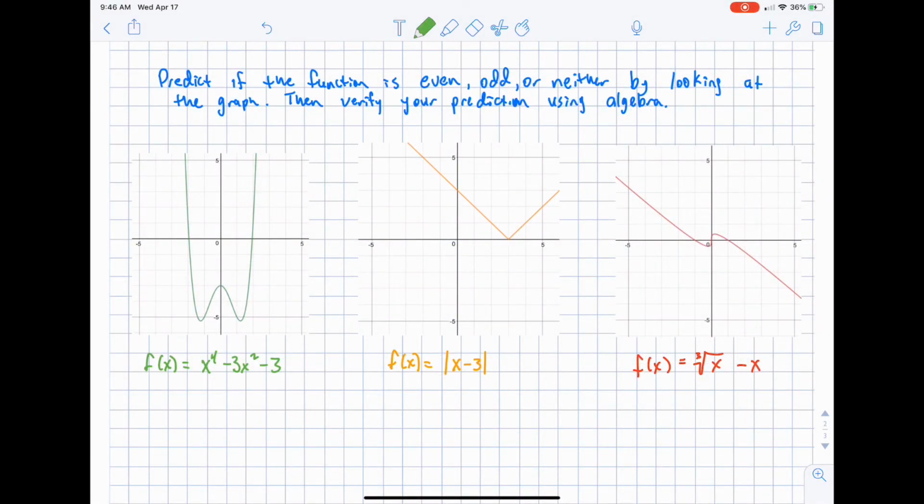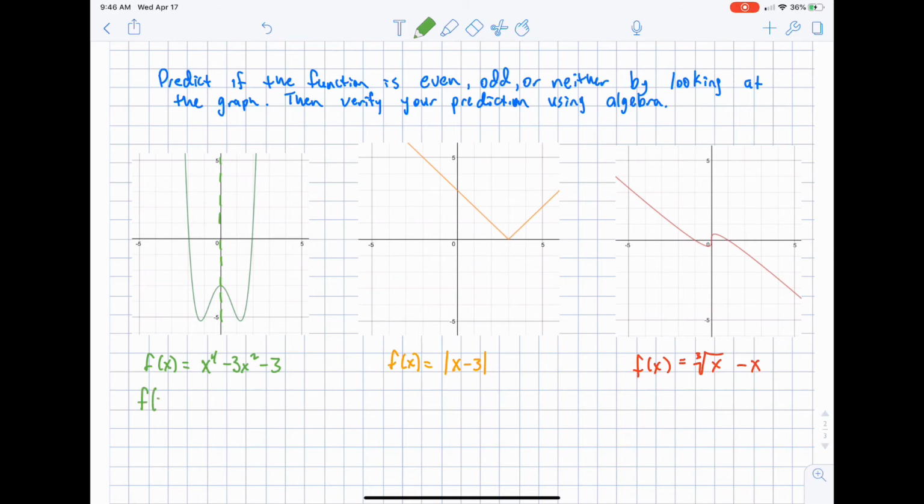Okay, for this next part, we're going to look at the graphs of the functions and see if that can help us predict whether the function is odd, even, or neither. So, looking at this first function, it appears as if it has some symmetry about the y-axis. So, if that is true, then this function is going to be an even function. But let's verify that with our algebra.